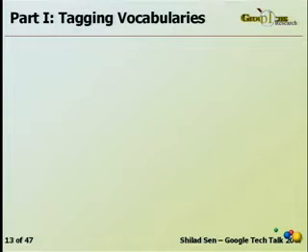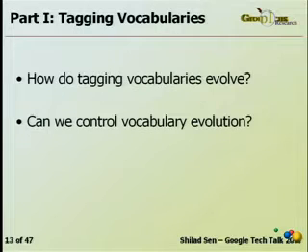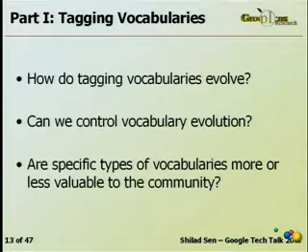OK, so I said we're going to talk about 3 questions. First, how do tagging vocabularies evolve? What makes people tag the way they do? Second, can we as system designers control vocabulary evolution? And third, are there specific types of vocabularies that are more or less valuable to the community?